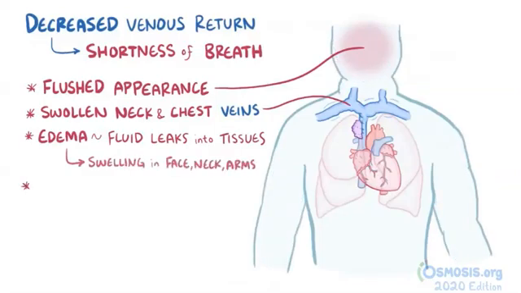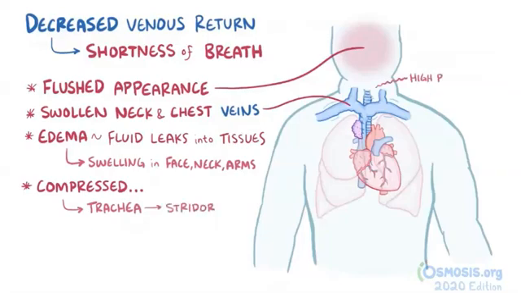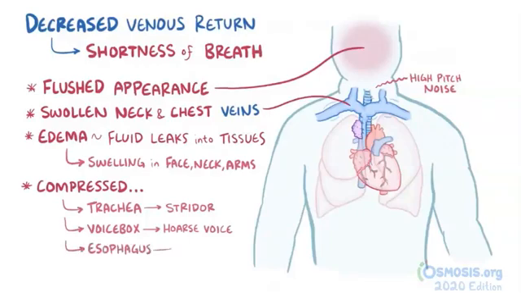Sometimes the fluid buildup can cause compression of the trachea and other structures in the upper airway. This can also cause shortness of breath as well as stridor, which is a harsh, high-pitched noise heard during inhalation. Excess fluid can also compress the muscles of the voice box, or larynx, which causes a hoarse voice. Fluid around the esophagus can cause dysphagia, which is difficulty swallowing.